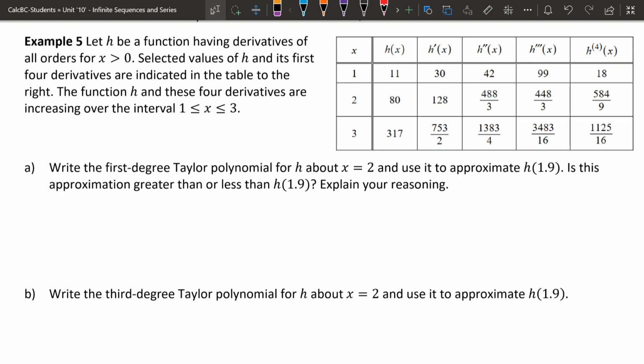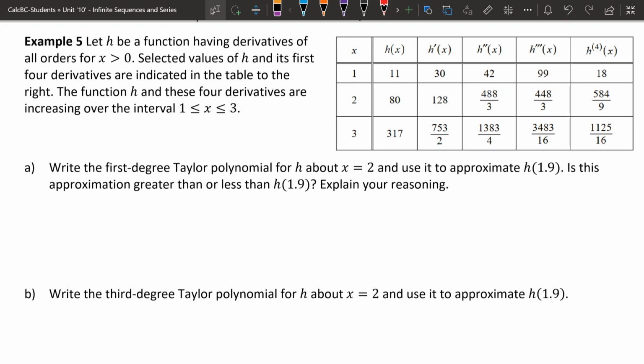Okay, so this is a way that they can ask a question like this without giving you an equation, to see if you understand the concepts and can apply them where you don't have an actual equation. You know how to create a Taylor polynomial, how to find the error, and how to find all those coefficients.